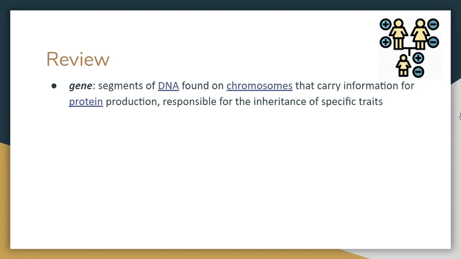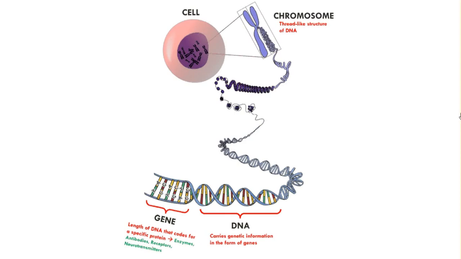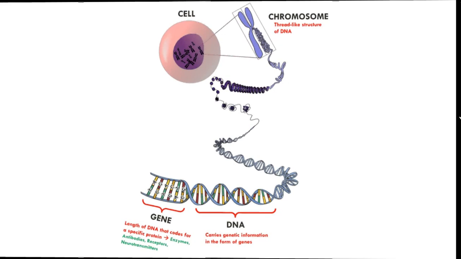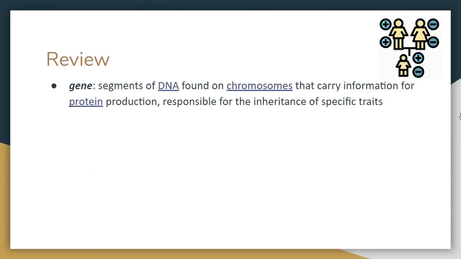To review, what is a gene? As we saw back on this picture, it's a segment of that double helix structure, that DNA. We find it in chromosomes, and they carry the information responsible for creating traits because of protein production.